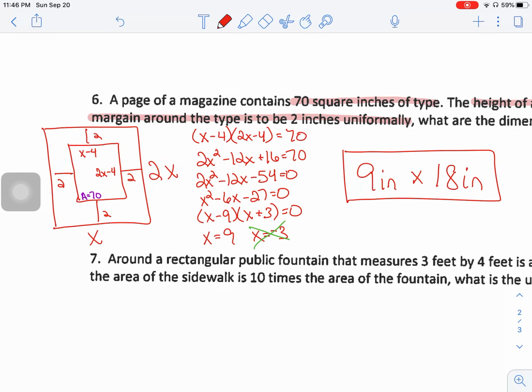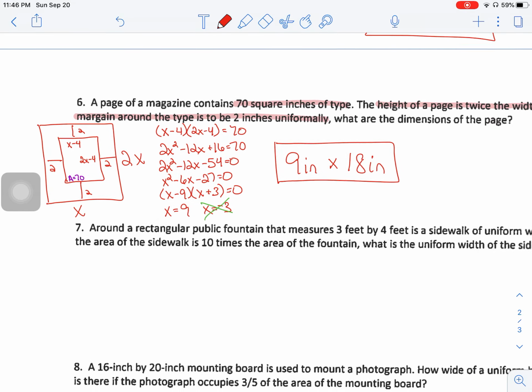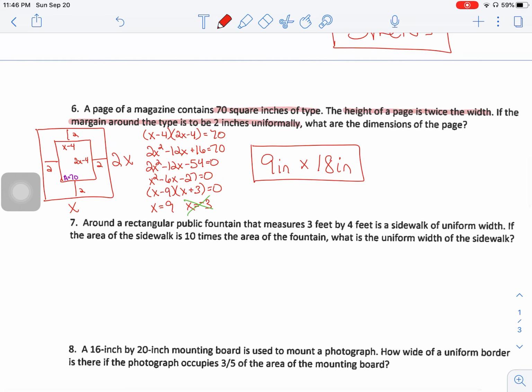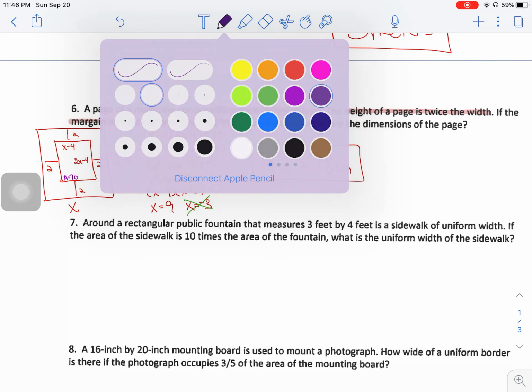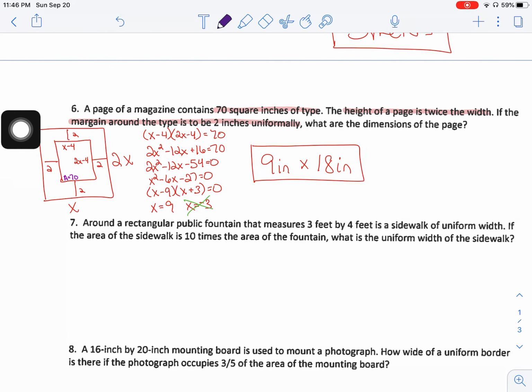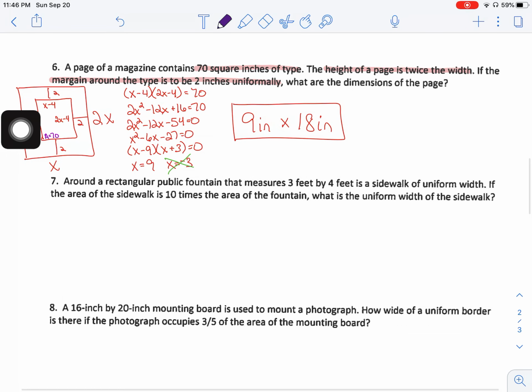All right, so that's problem number 6. Moving right along to number 7. By the way, at any point, you can feel free to pause the video, do what you need to with notes. Feel free to rewind if you need to. So, number 7, a rectangular public fountain that measures 3 feet by 4 feet. There is a sidewalk of uniform width. The area of the sidewalk is 10 times the area of the fountain.